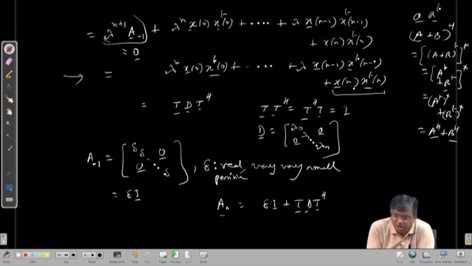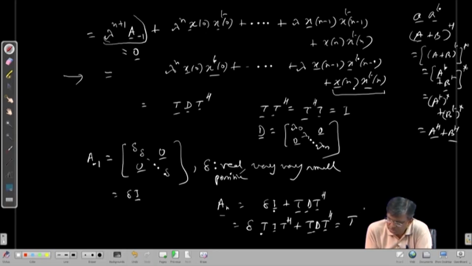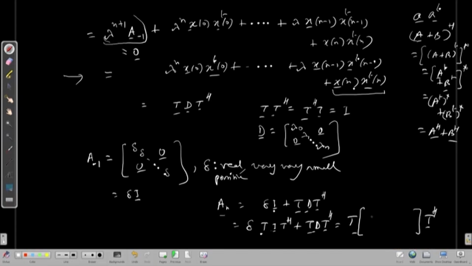Then I can write I as T T H because T is unitary. So, T identity T H, identity into T H is T H, which is the identity matrix, and T T H is I. So, delta I and T D T H as before. Take T common and T H common: delta I plus D, which means I have got lambda 0 plus delta, lambda 1 plus delta, dot dot dot, lambda n plus delta.